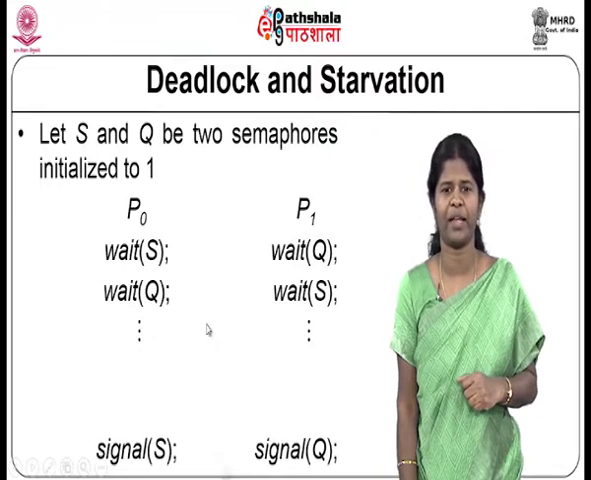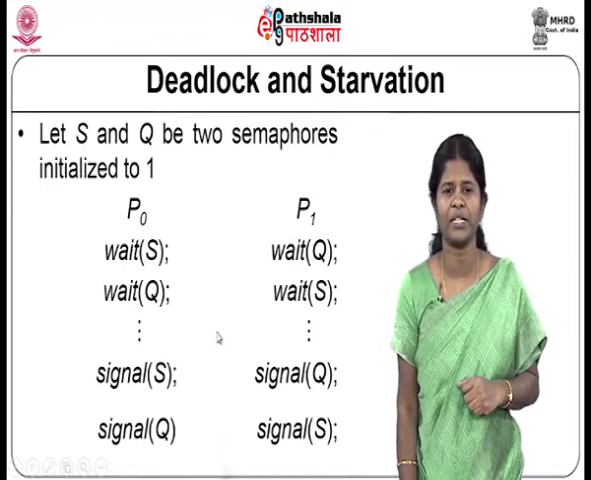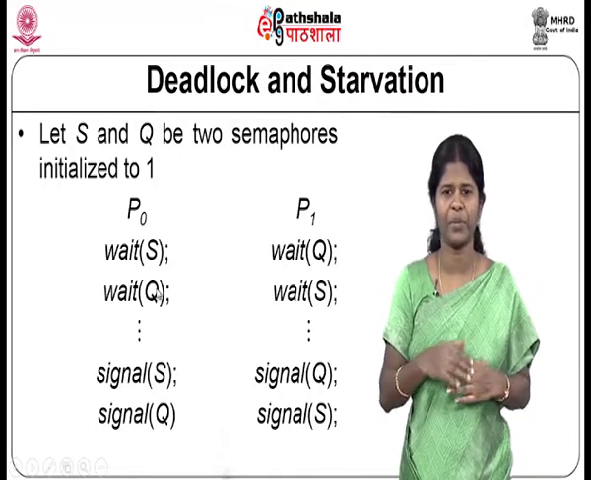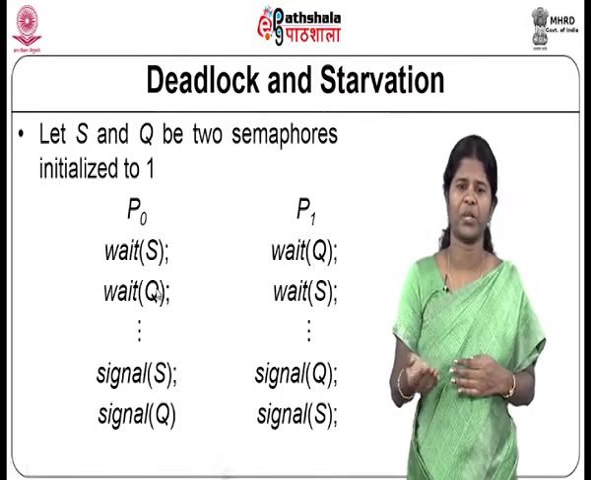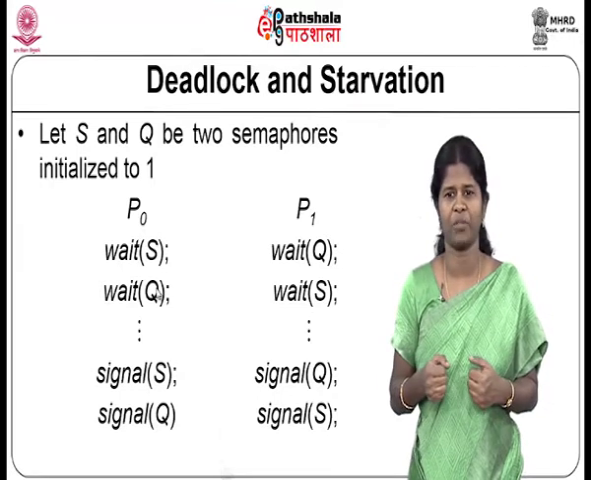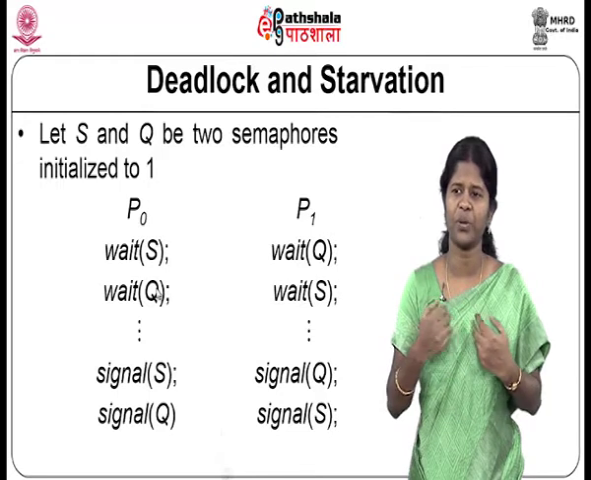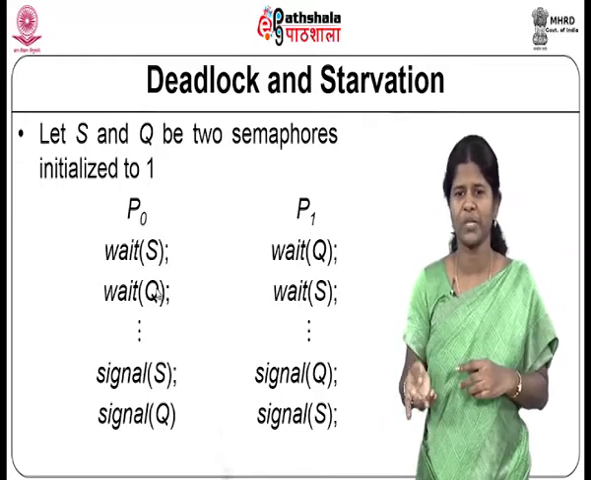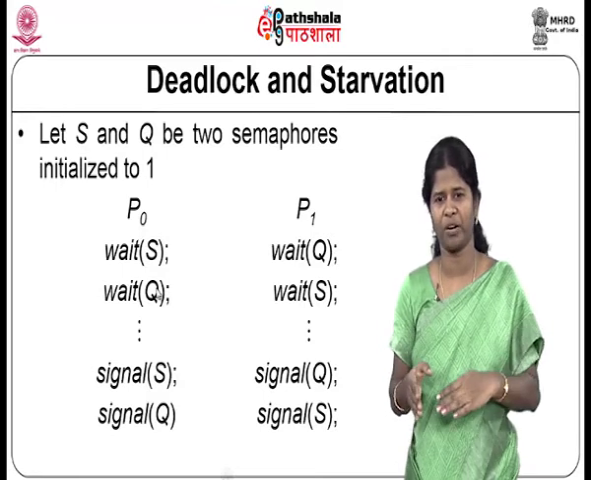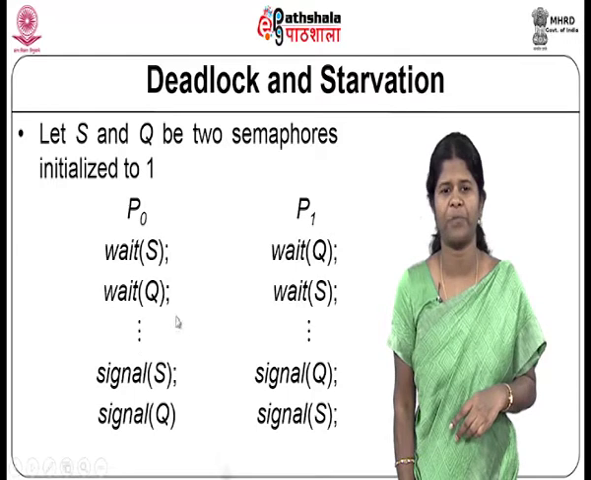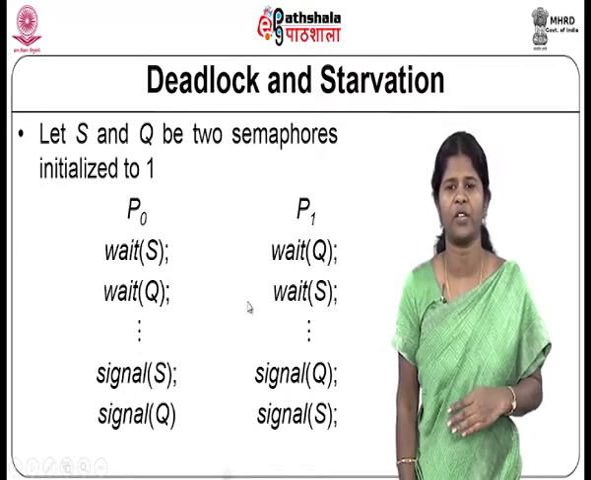So here we find that both of the processes are supposed to access some resource, but each of them is waiting for the other process to release the semaphore. So both are holding some resource and they are trying to get the resource which is held by the other process. So each one is waiting on the other one. So P0 is waiting on P1 and P1 is waiting on P0. So this continues forever. So this leads to a deadlock kind of situation.